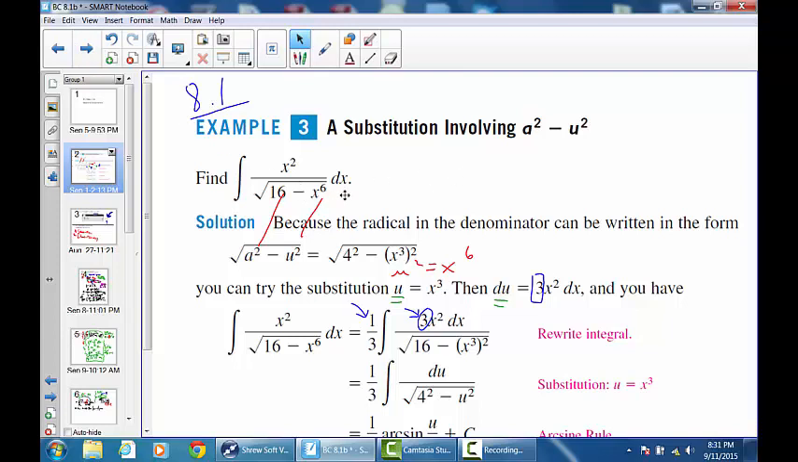This is from the book, example 3 in 8.1. Your first attempt would be to let u equal the denominator. That will not work. The derivative of that would be negative 6x to the fifth, and we don't have that. So we're looking at an inverse trig.